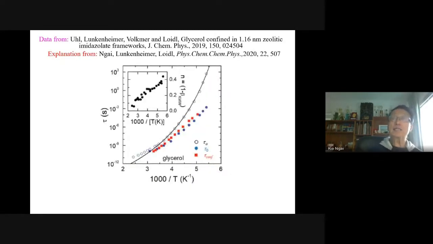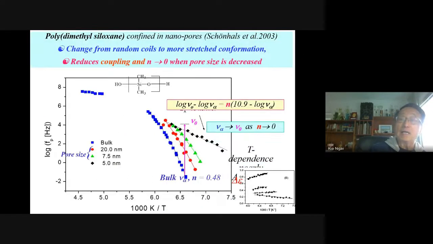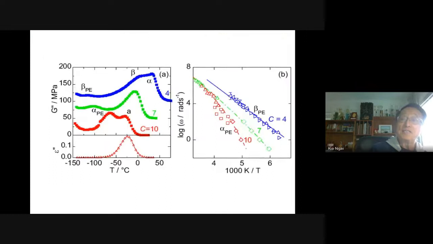Okay, this is another experiment done at the Lunkenheimer's group there. I collaborate with them to explain it, and it's the same effect by now confining glycerol in 1.16 nanometer. Again, very small. You can see the tau alpha, you can see the tau 0 calculated, and the tau confined, which is basically within error, the same thing. So again, 2 examples, plus the examples I already showed in polymer, which I skipped already. So now I skip again. These are polymers. I skip.